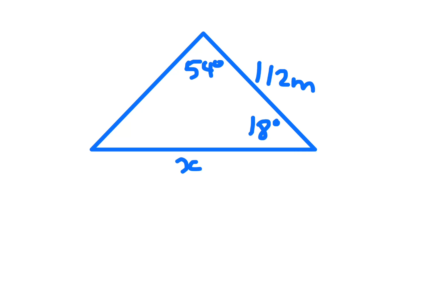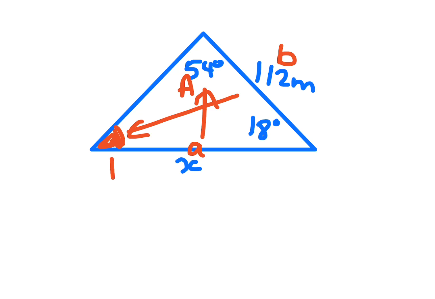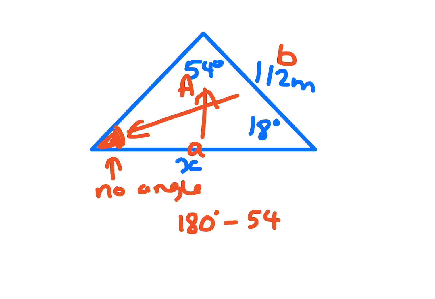Okay. So what we're going to do now is look at finding x here using the sine rule. So what we want is little a, that's the x. Opposite is big A. The other side will be little b, and opposite is big B. Oh, but there's no angle. So when there's no angle, if you just use angle sum of a triangle and take away 54 and 18, you'll get what that angle is. You get 108 degrees.